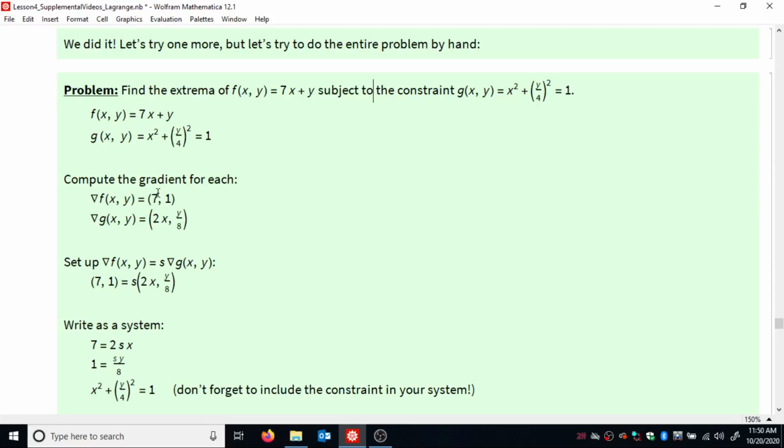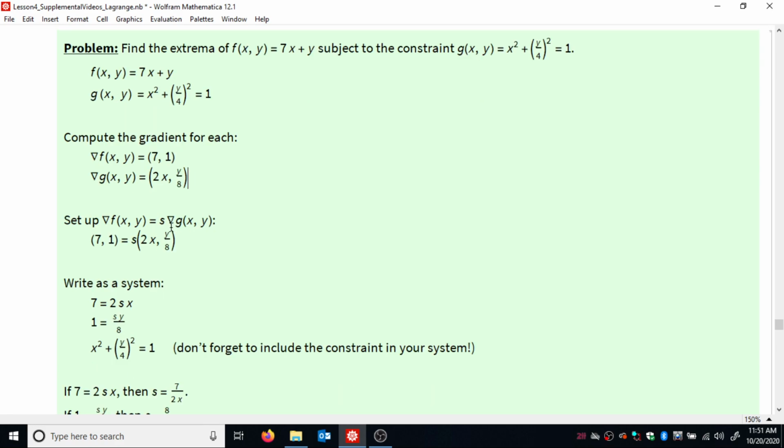Well, the rest of this is really just algebraic. So I compute the gradient vector for both f and g. So the partial derivative of 7x plus y with respect to x is 7. The derivative of that with respect to y is 1. Similar idea for taking the gradient of g. We take the partial derivatives of this equation with respect to x, we get 2x, and with respect to y, we get y over 8.